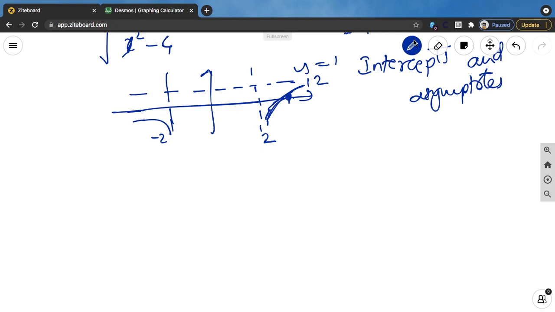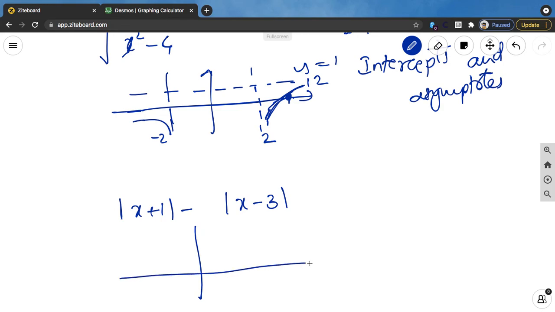We'll look at the last question. The question is mod of x plus 1 minus mod of x minus 3. Let's graph them individually first. What is mod of x plus 1? First of all, this is the modulus function. This is y equal to mod of x. Correct? Even on the right or the left, it behaves the same way.